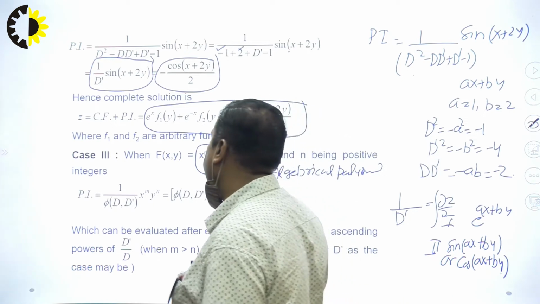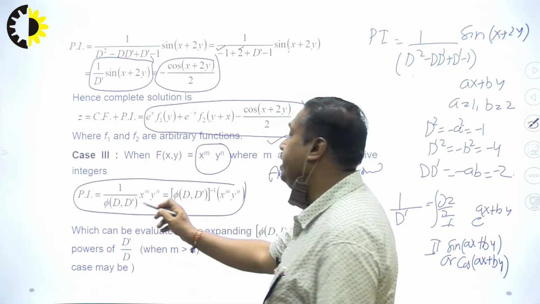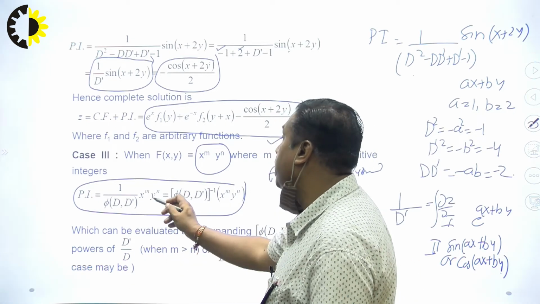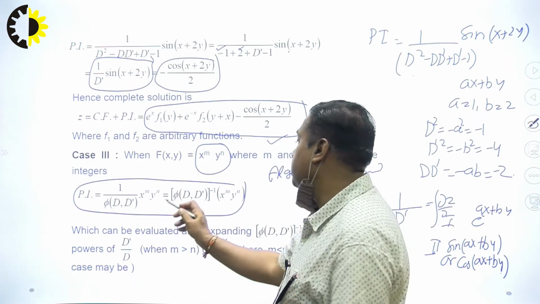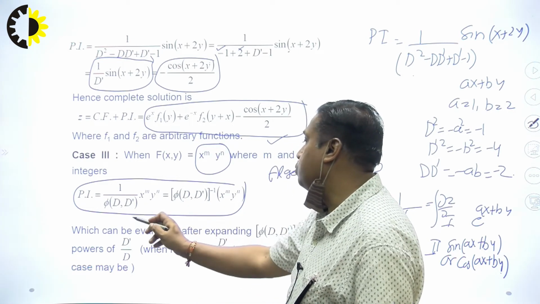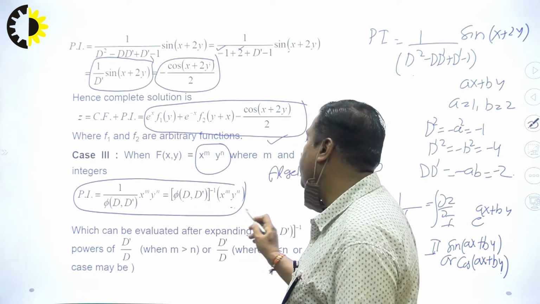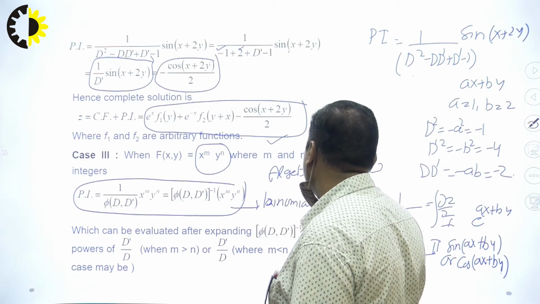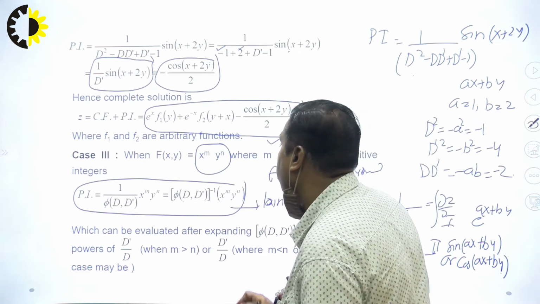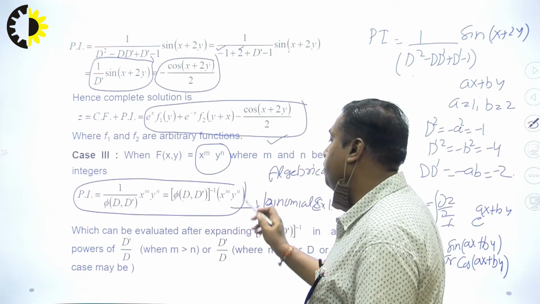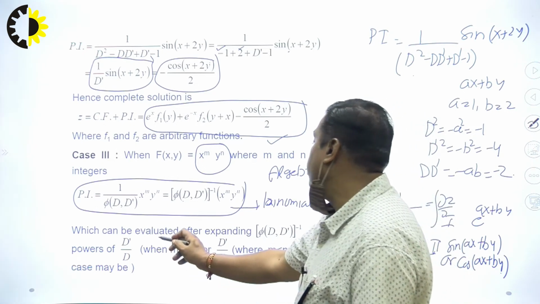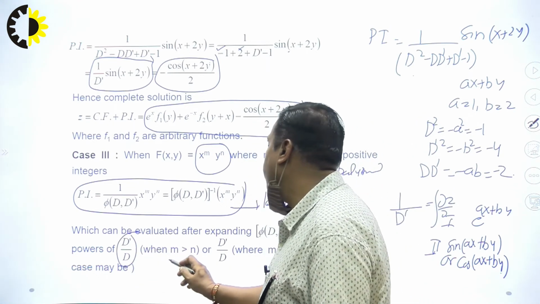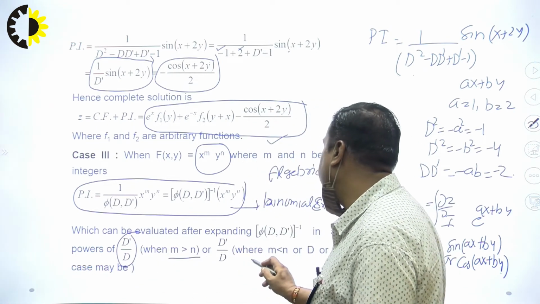So PI you have to calculate. That means we have to take it in the form of 1/φ(D, D') x^m y^n. We are taking x^m y^n in such a way that m or n may vary. So first we have to represent D and D' taken as common, and that means change into the binomial expression, taken in the upper side in the numerator, and x^m y^n, in which the evaluation can be evaluated φ(D, D') to the power minus 1 in the ascending power of D'/D if m is greater than n, otherwise D/D' if m is less than n.